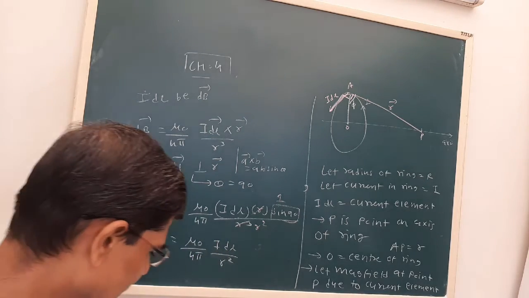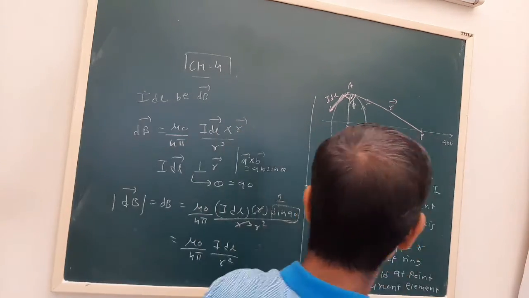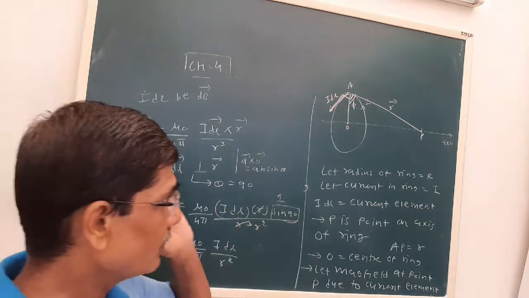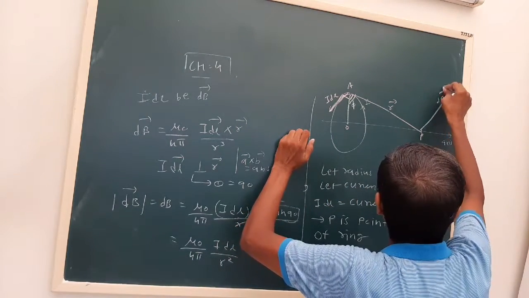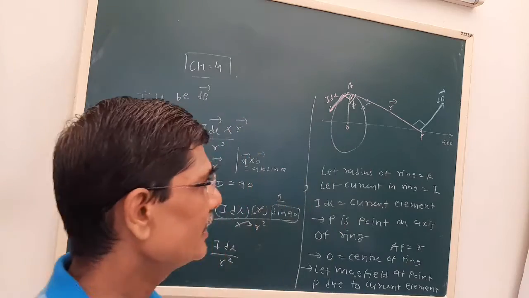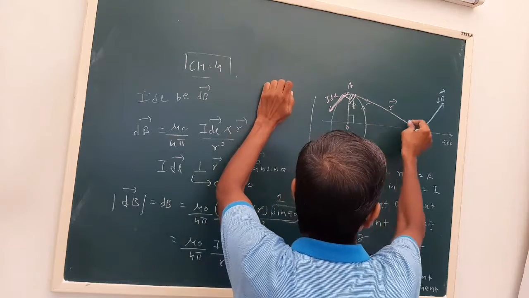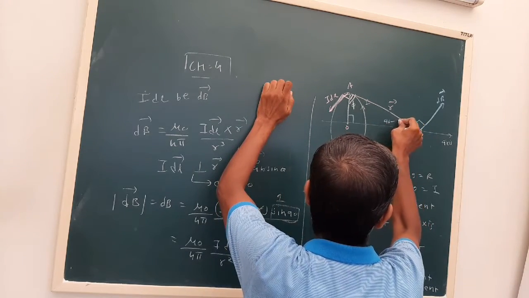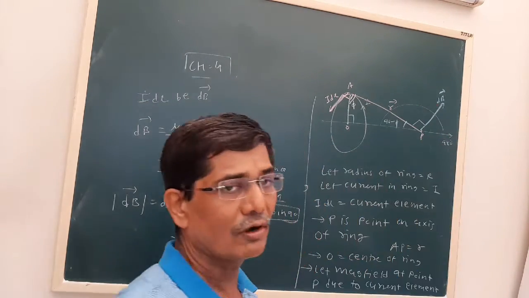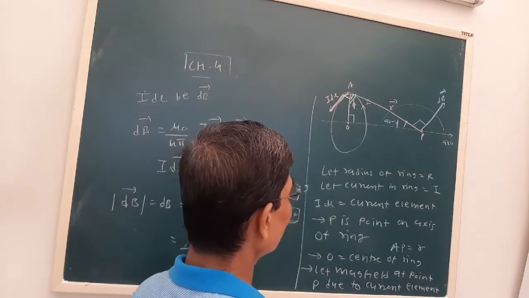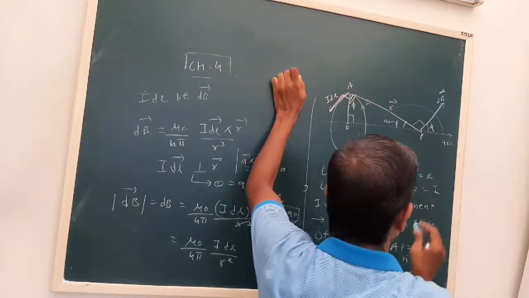Now see, the magnetic field is a vector quantity, so it will be perpendicular to the plane formed by IDL and R. So here this dB will be perpendicular to the plane formed by IDL and R. Now from the geometry of the figure, here it is 90 degrees, this is phi, so this will be 90 minus phi. Now these three angles form a linear pair, so the sum of the angles will be 180. Now this is 90, this is 90 minus phi. Naturally this angle also will be phi.